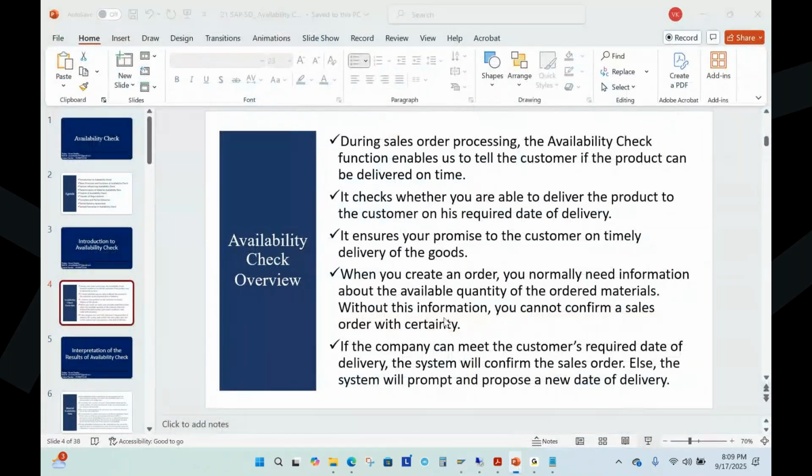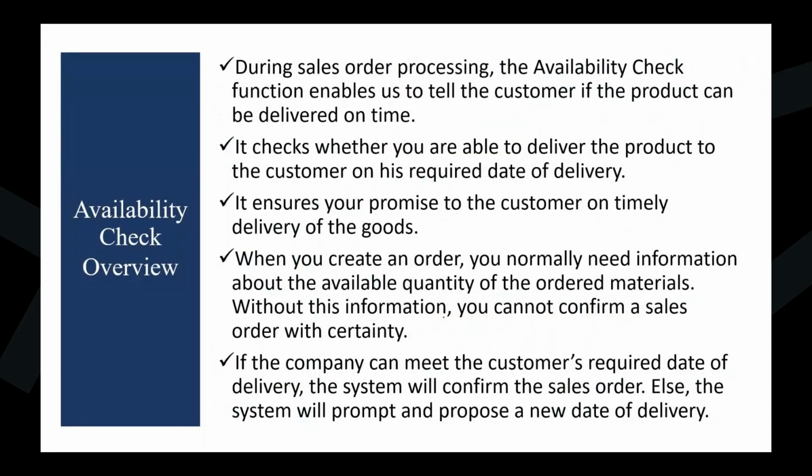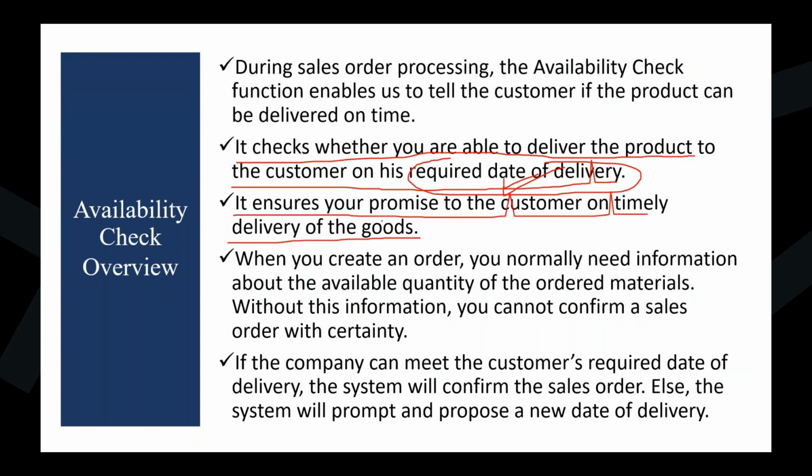It checks whether you are able to deliver the product to the customer on his required date of delivery. He will give us a required delivery date, and it will check whether you are able to deliver on that date or not. Availability check ensures your promise to the customer on timely delivery of the goods. It will just tell you whether you are able to deliver on time or not.